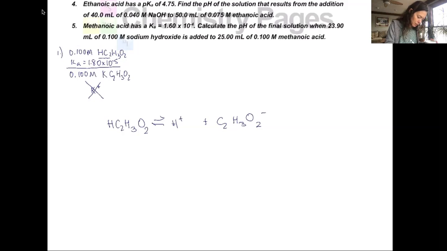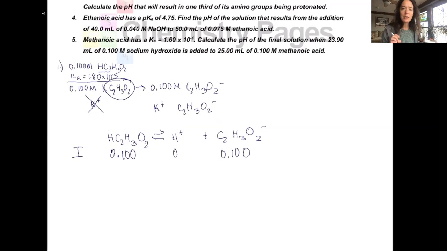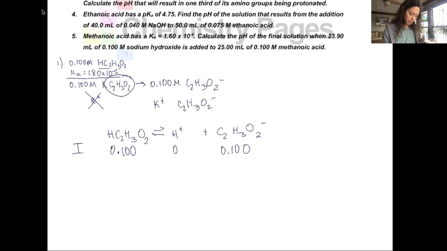So initially, I'm making this too hard. This is 0.100. And what we have is a common ion. We also have 0.100 molar acetate ion, because it's potassium acetate. So the concentration of the compound is the concentration of the ion. So this is also 0.100. Now we do not initially have any of this. So essentially, buffer equilibrium problems are just like common ion problems in terms of solving.